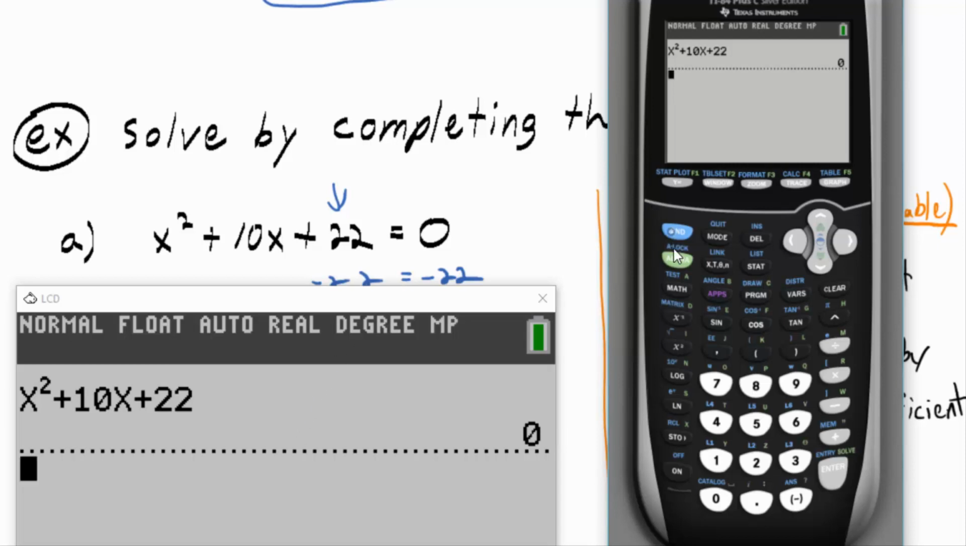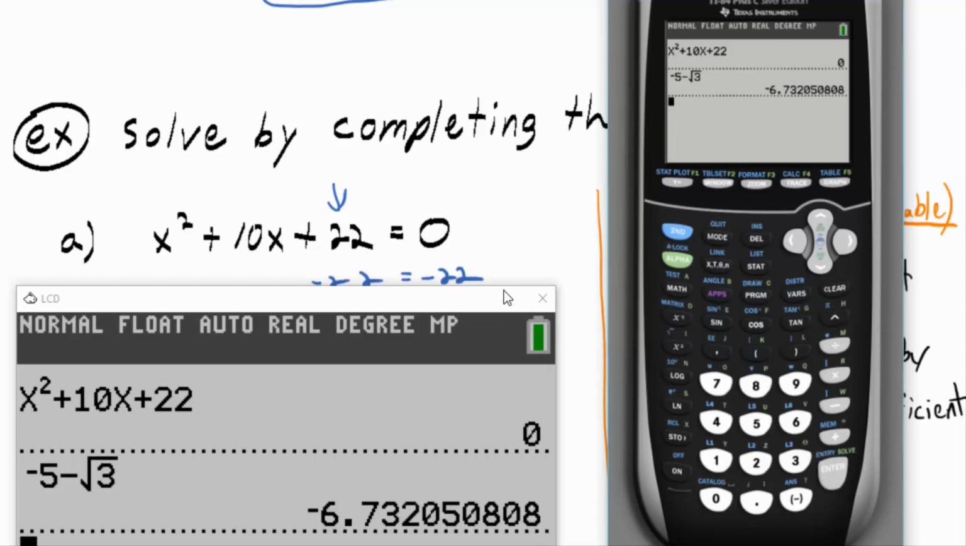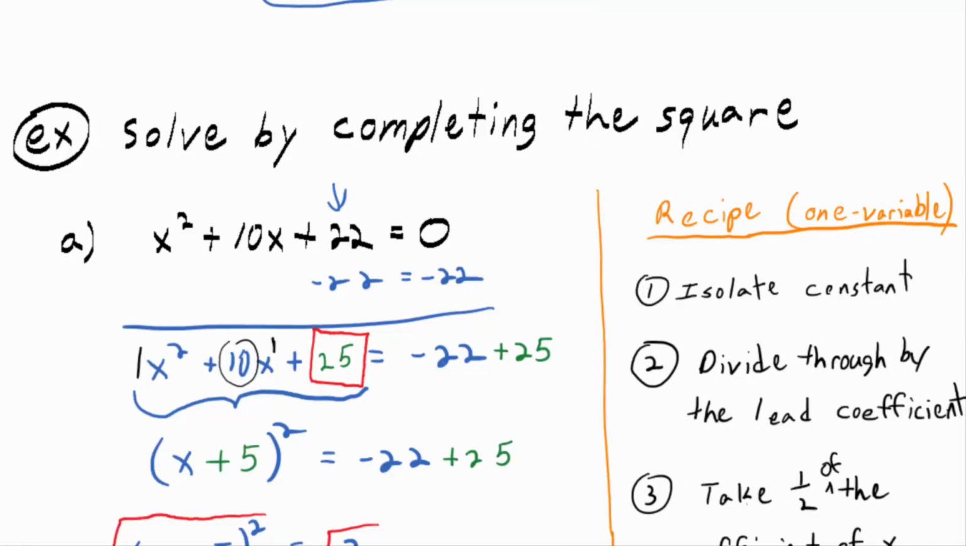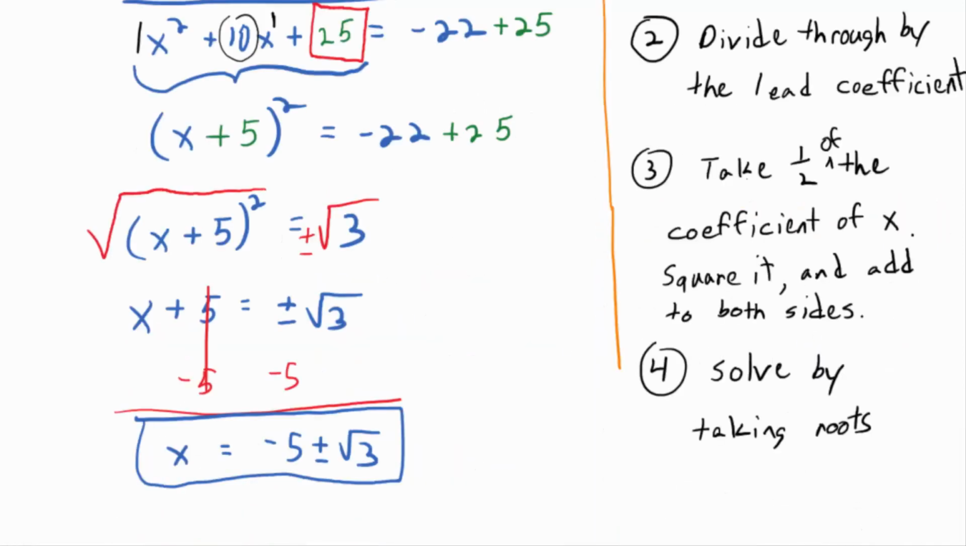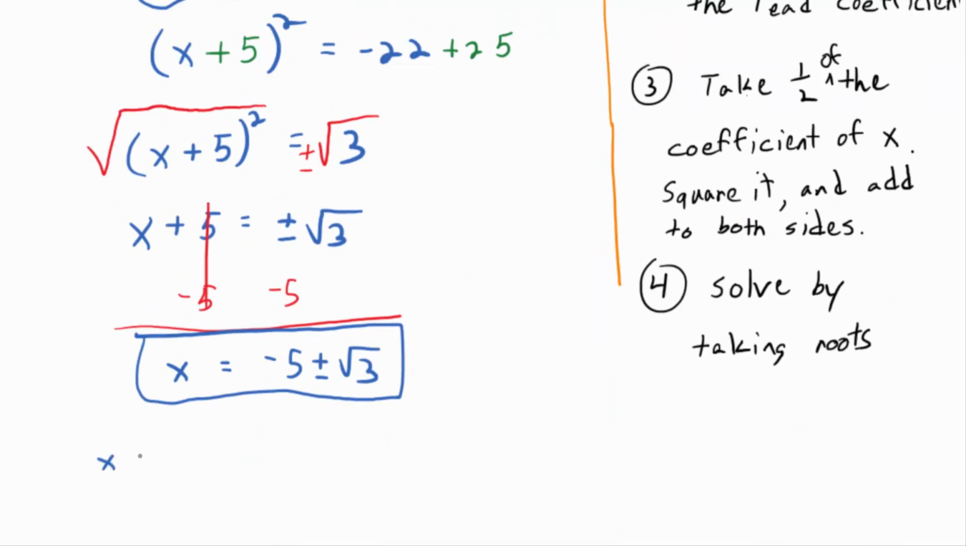So if you hit second function enter, you'll get back to how we calculated x. So it was -5 minus root 3. And that was -6.73 if we round off. So it's good to be able to get exact answers and approximations. So x is approximately -6.73.